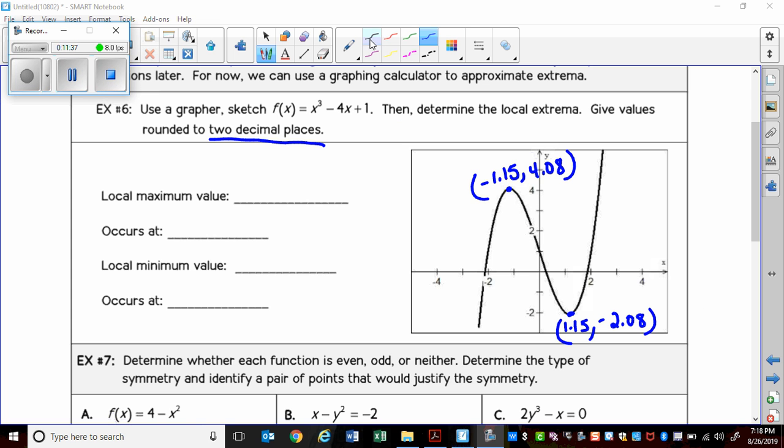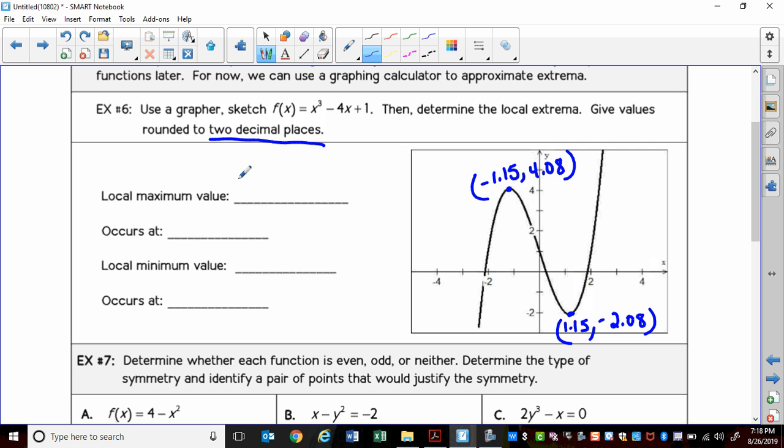Please ask me now if you have any questions. Just pause the video and ask me. So the local maximum value is going to be, this is our point, but the maximum value is our y value. So it's going to be 4.08. And this is where it happens. This is our x value. So it occurs when x is approximately equal to negative 1.15. Now, my local minimum value, remember this is your y value, and this is the minimum one. So my y value is going to be negative 2.08, and this occurs when x is 1.15.